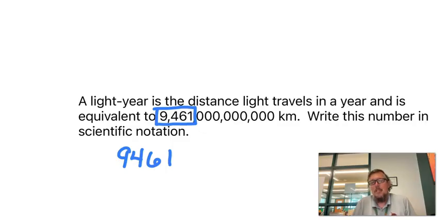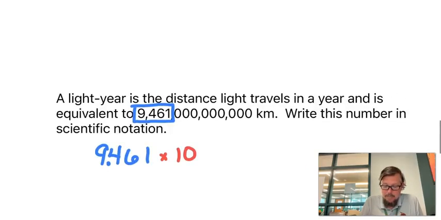So we're going to put the decimal in a spot that makes this number somewhere in between 1 and 10. And maybe you've noticed that the decimal always goes after that first digit. 9.461 is between 1 and 10. Funny how that works out. It always goes after the first number there, so that it's between 1 and 10. And we're going to multiply this by 10 to some power.